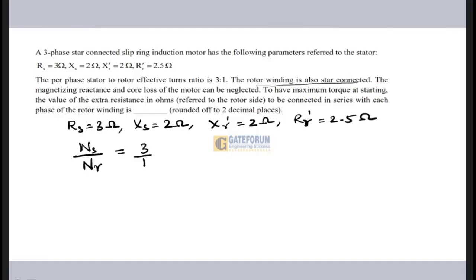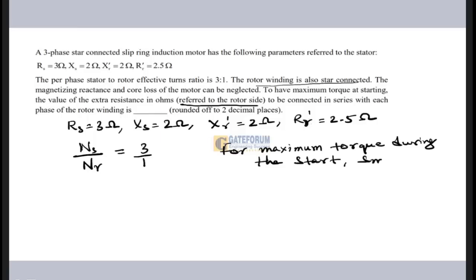Now to have the maximum torque at the starting, the value of extra resistance in ohm referred to the rotor side to be connected in series with each phase of the rotor winding is. So what they are telling is, for maximum torque during the start, I know that the slip for maximum torque will be equal to 1.